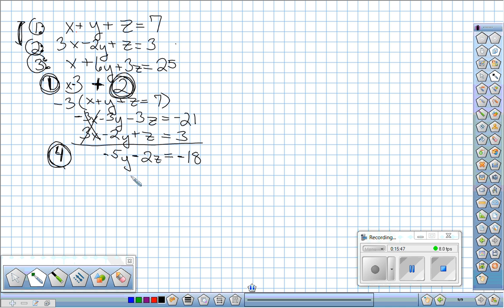Okay, then I need to get another set of things to add together. So I want to do 2 and 3. I'm going to get rid of the same numbers, so I'm also going to have to multiply equation 3 by negative 3. So I'm going to do equation 3 times negative 3, and I'm going to add that to equation 2.